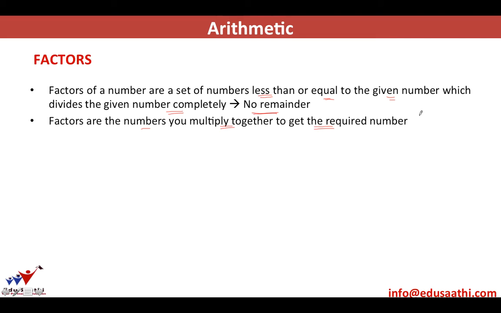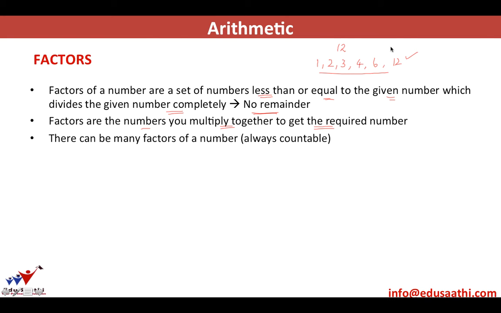So if I look at a number like 12, the factors would be 1, 2, 3, 4, 6 and 12. All these numbers are below or equal to 12 and divide 12 completely. So 12 is divisible by 2, it's divisible by 3, it's divisible by 4, it's divisible by 6 and it's divisible by itself. So all of these would be factors of 12. There can be many factors of a number and the number of factors is always countable. So you can always count the number of factors that you have.